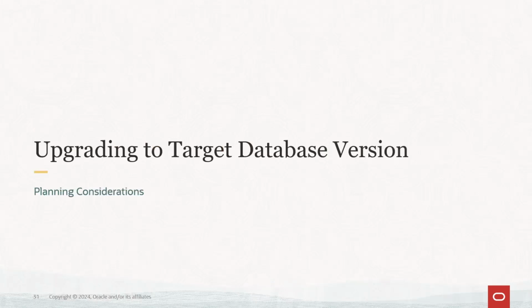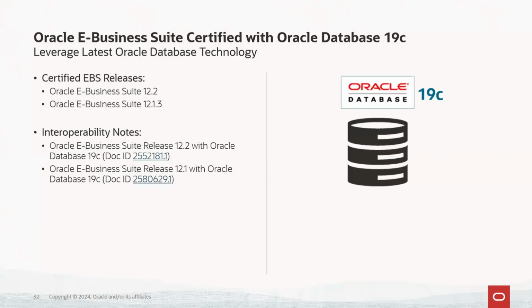So let's look at what it takes to get to the target database version. Currently, as of October 2024, the latest certified version of the Oracle database is Oracle Database 19c, certified for both 12.1.3 and 12.2 of eBusiness Suite.